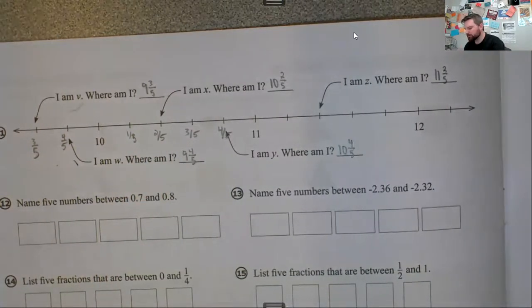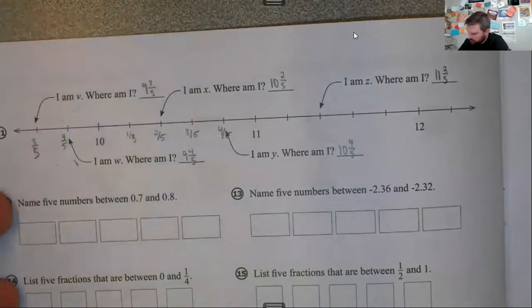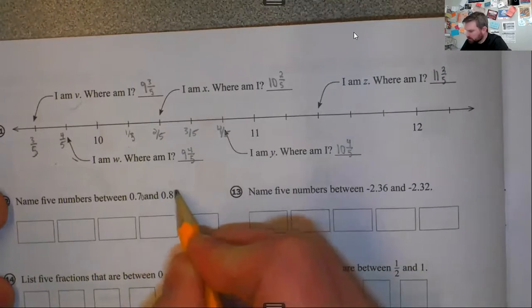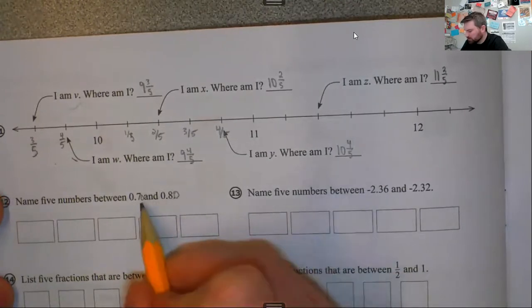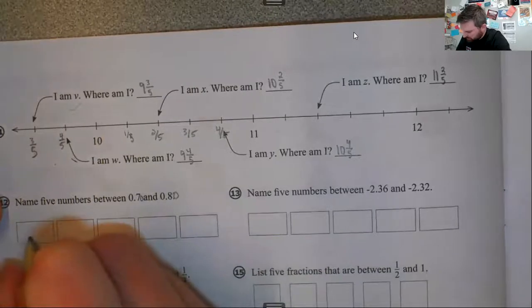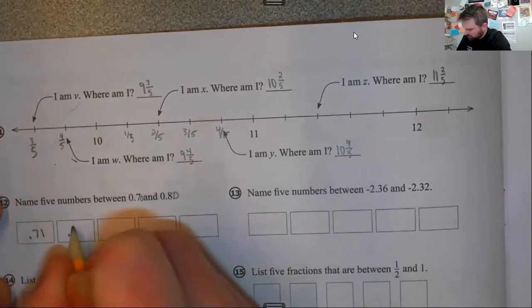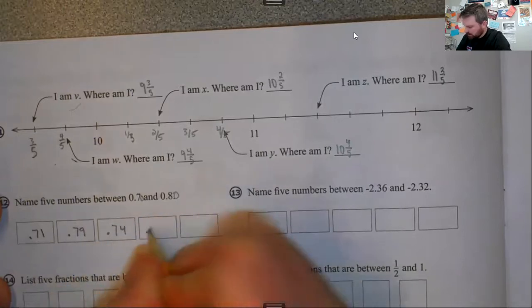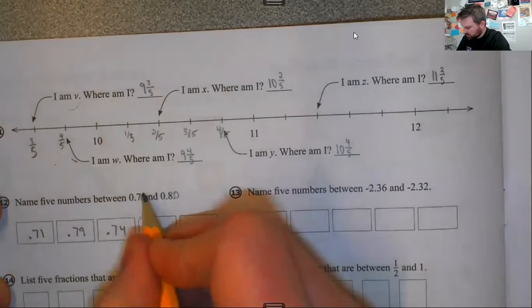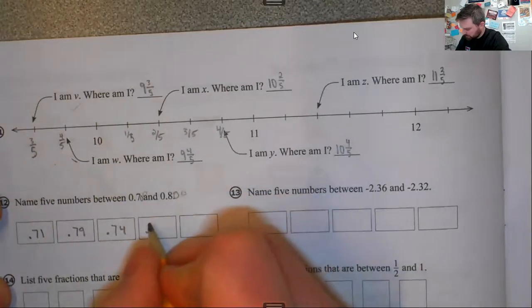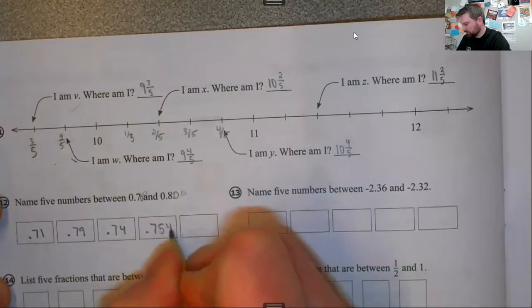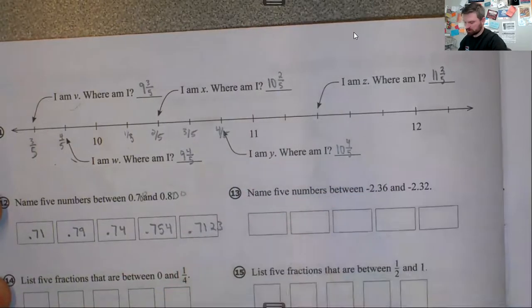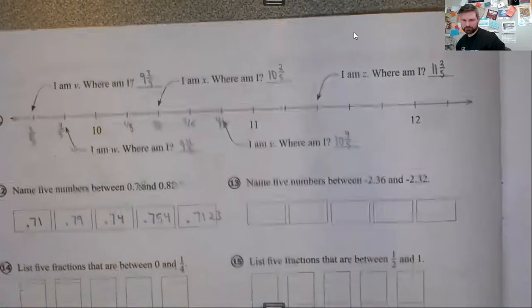Name 5 numbers between 0.7 and 0.8. Okay, this is easy because this is like 0.70 and 0.80. So name 5 numbers in between 70 and 80. So 0.71, 0.79, 0.74, and you could even go more. You could go 700 and 800. So 0.754 and 0.7123. Okay, you could just keep adding numbers on there.